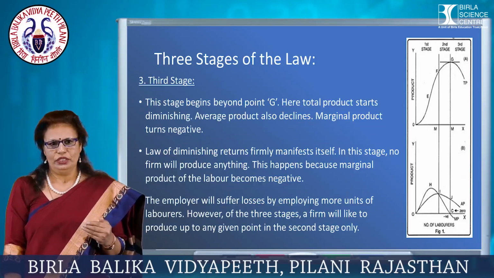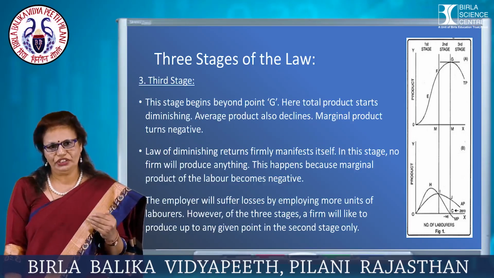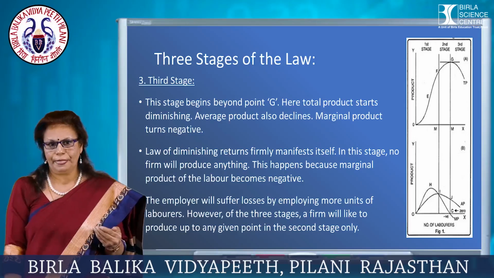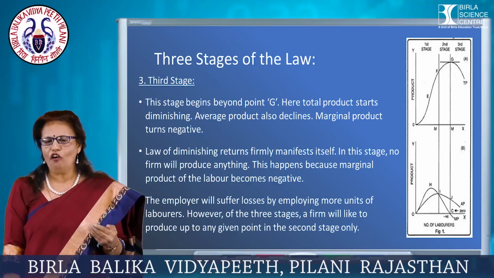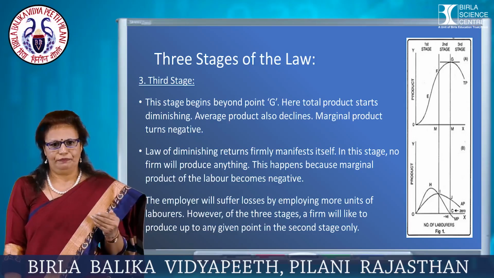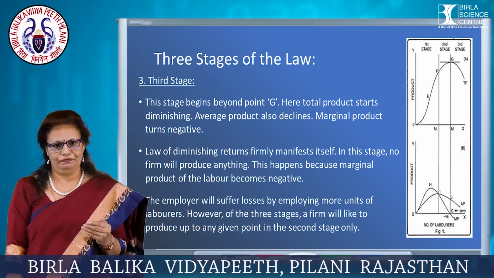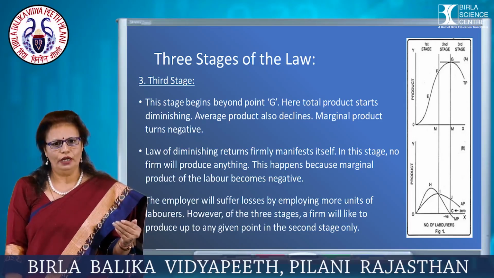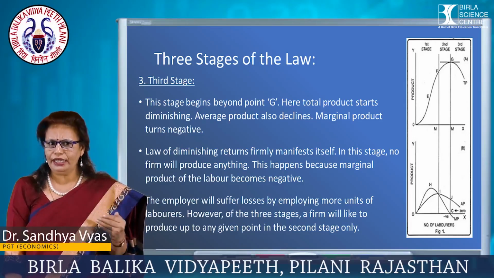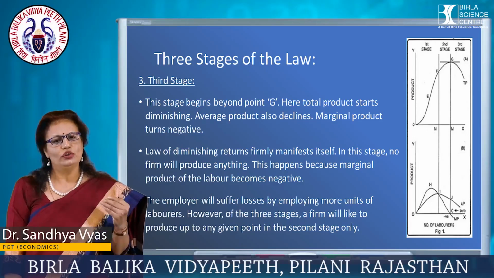In the third stage, this stage begins after the point G. The total product starts falling. Average product also declines. Marginal product turns negative. Law of diminishing returns firmly manifests itself. In this stage, no firm will produce anything. This happens because marginal product of the labor becomes negative. The employer will suffer losses by employing more units of the laborer. However, of these stages, the firm will produce up to any given point in the second stage only.